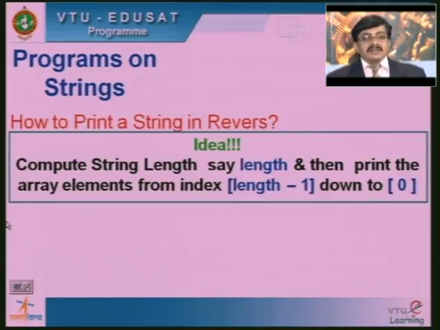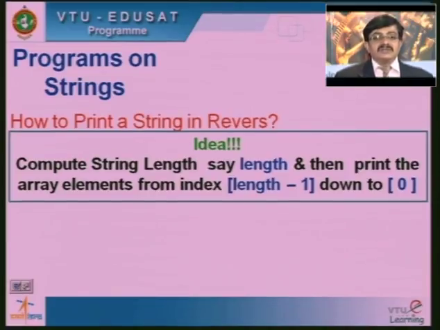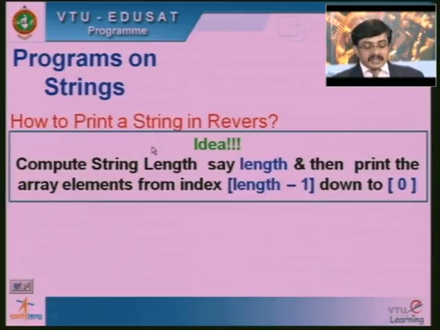The logic we can compute is: compute the string length, say by holding it in a length variable, and then print the array elements from index length minus 1 down to 0. In the previous example, when I was 5, it was holding the null character. So I minus 1 means the previous character, that is the end of the string.